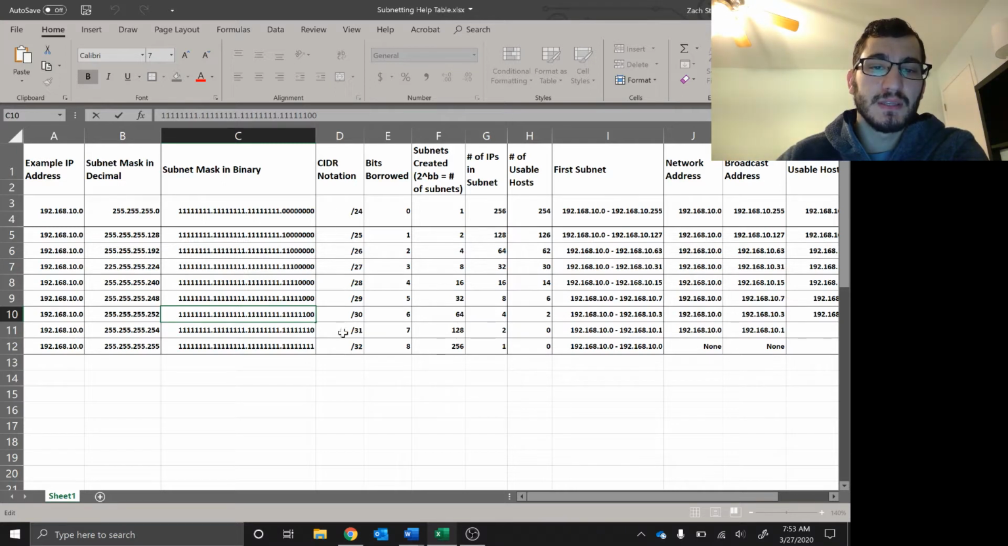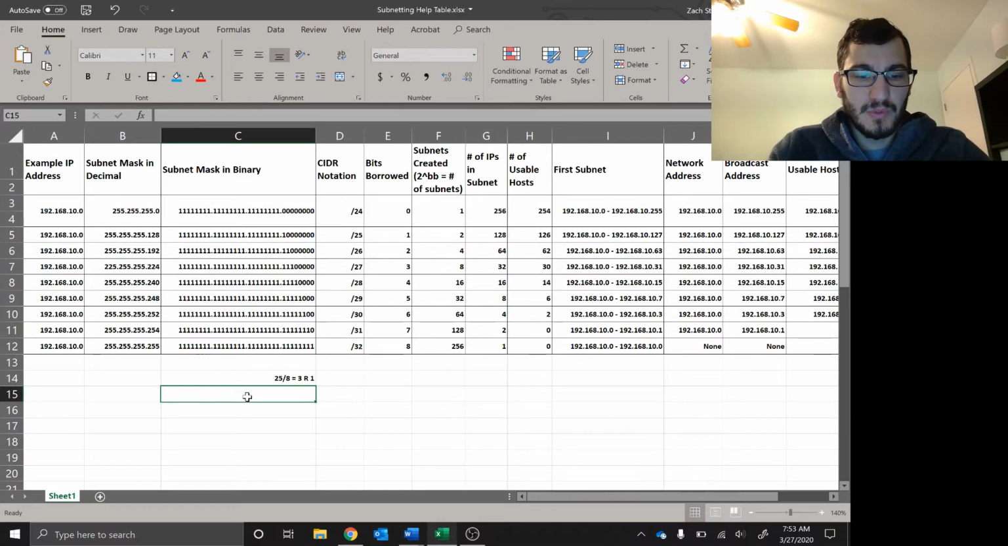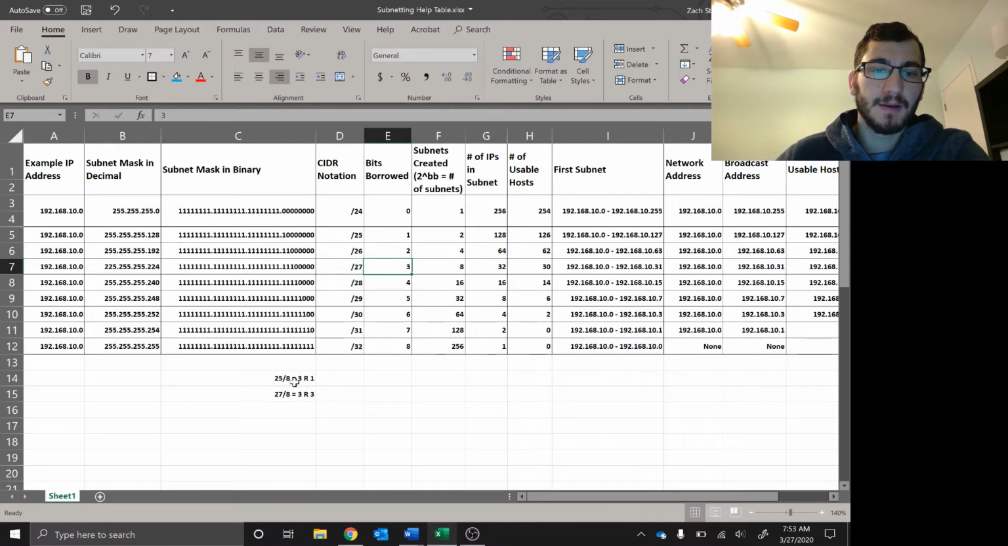So you can see that the number of bits borrowed is the same as the remainder of this number divided by 8. So 25 divided by 8 equals 3 with a remainder of 1. 27 divided by 8 equals 3, remainder of 3. And that's the number of bits borrowed. So that's an easy way to figure that out.